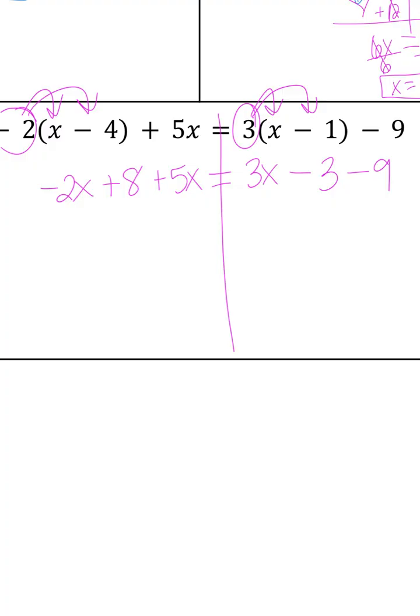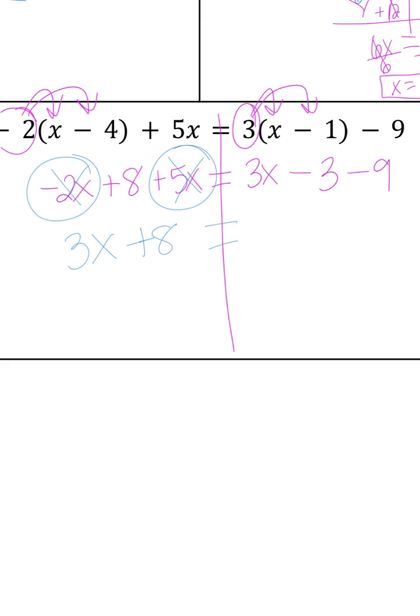Look at the left-hand side. Do I have any terms over there that I can combine that end the same way? Yep, negative 2x and positive 5x, right? So when I put that together, what do I get? Negative 2 plus 5. What do you end up with? 3x. These are now gone. I can't do anything with that 8, right? So I'm just going to bring it down, plus 8. Equals, look at the other side.